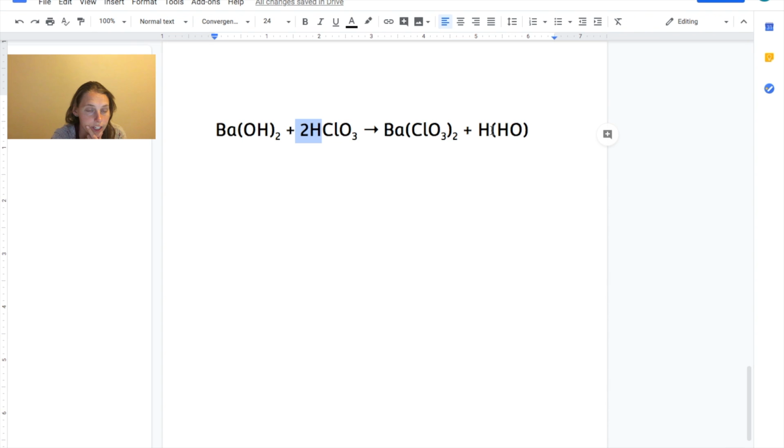2 hydrogens over here, 1 hydrogen in the water, because remember we're going to look at this as a hydroxide and this little thing as a hydrogen. So we need 2. 2 H's there, 2 H's there are our hydroxides balanced. 2 OH's and 2 OH's on the left. And then our bariums, 1 and 1. Wow, that was so easy. Everything is balanced. Great job, you guys.